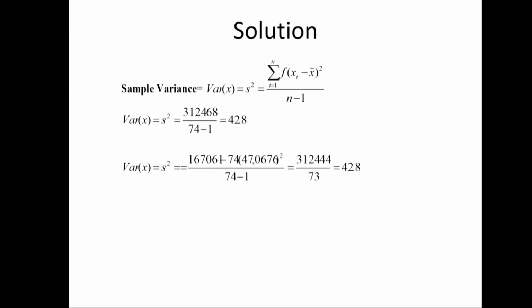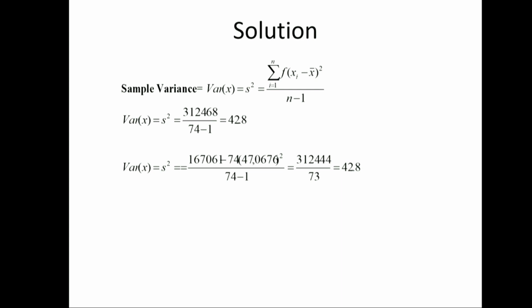Then to simplify it using the formula, we are going to have 167061 minus 74 into 47.0676 square, that is the mean, squared. Everything divided by 74 minus 1, which is 73. So you are going to have 3124.44 divided by 73, and that will give us 42.8, which is the same thing. So we have come to the end of the variance.